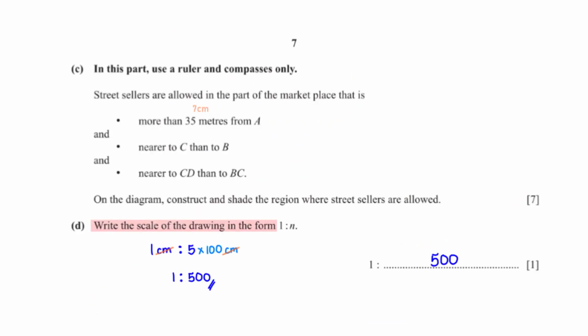Write the scale of the drawing in the form 1:n. We've been given the scale of the drawing to be 1 cm to 5 meters. To convert 5 meters to centimeters, we multiply 5 by 100. 5 times 100 is 500, so we have 1:500.